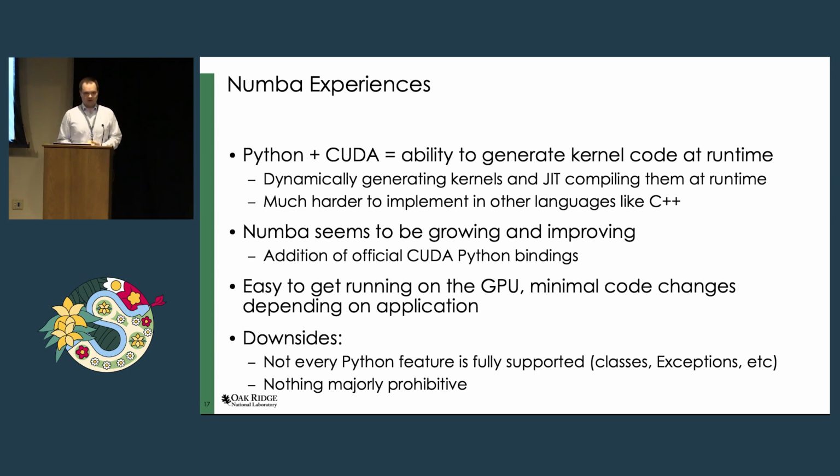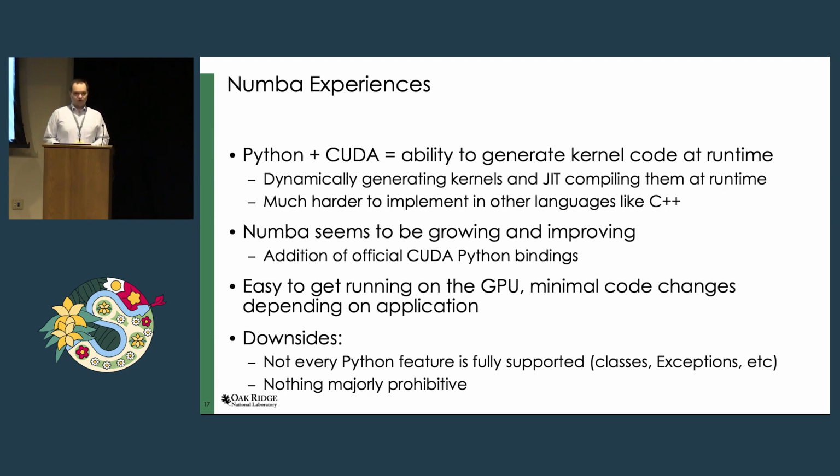So, some of our Numba experiences: using Python and CUDA from Numba has allowed us to generate kernel code at runtime. This allows us to dynamically generate these kernels and compile them at runtime. Trying to implement this by sticking with C++, for instance, would have been much harder. It would have required substantially more developer effort. And so Python was a good choice for this.